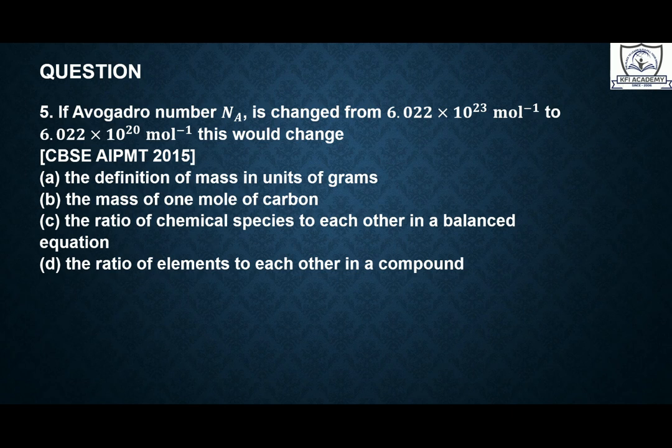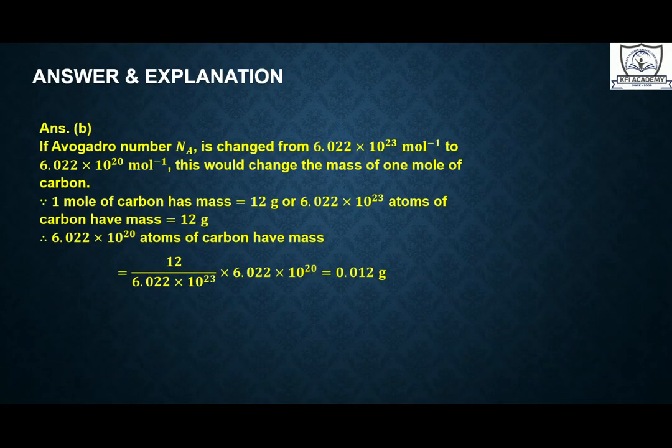C and D are irrelevant to the question: the definition of mass in unit of grams and the mass of 1 mole of carbon. So C and D we can neglect. For A and B, the mole is defined based on carbon 12. So the answer is option B. Here we calculated that 6.022 into 10 power 23 is equal to 12 gram. Then what about 6.022 into 10 power 20? The mass of the carbon will be reduced.